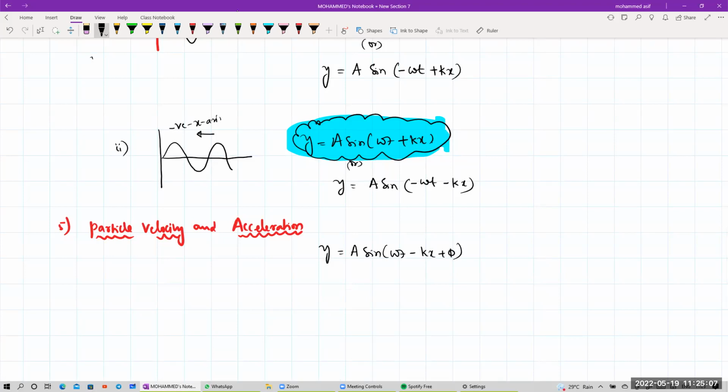Now if I want the velocity, what should I do? I have the displacement, so what do I need to do? Differentiate. If I differentiate the displacement with respect to time, I get the velocity. So the velocity of the particle equals dy/dt.